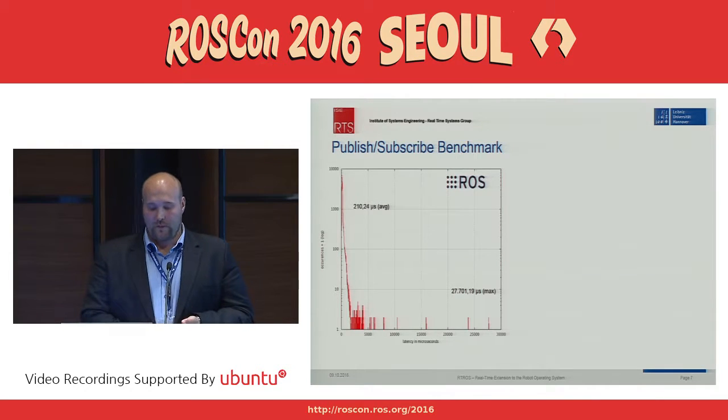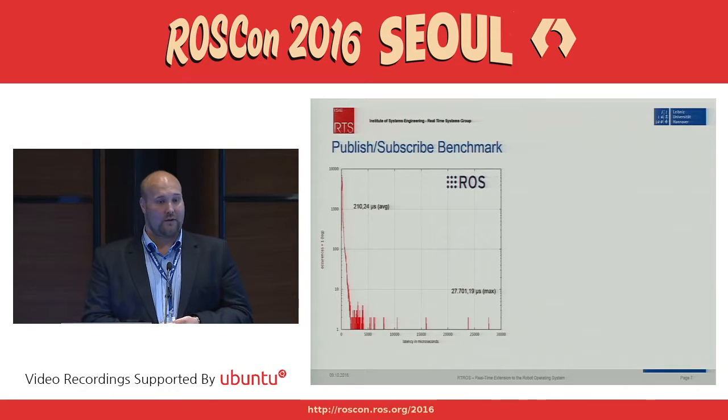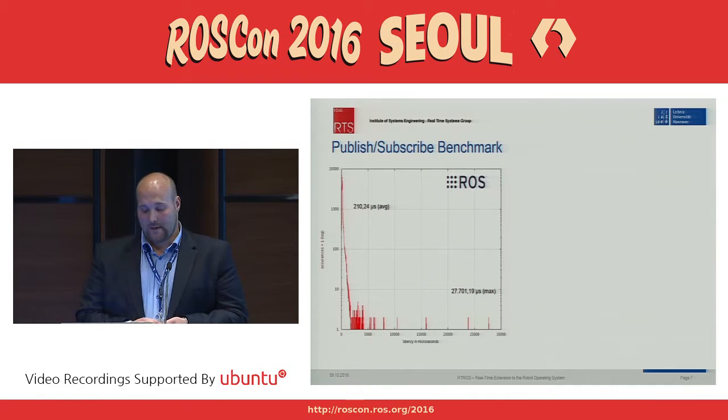For publish and subscribe, again, we performed some benchmarks. Again, we started with ROS 1. We're using Indigo. Sorry, I did not mention that before. Again, a stressed system. And we came up with 210 microseconds average latency and 27 milliseconds in max latency.